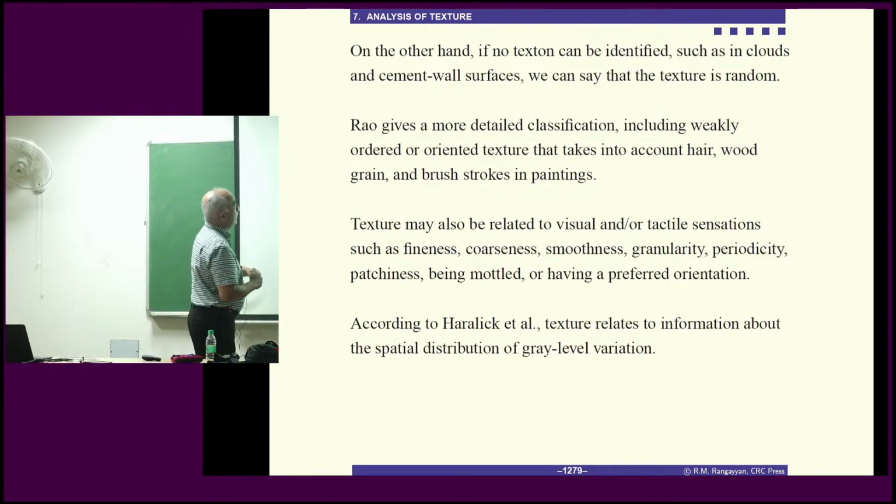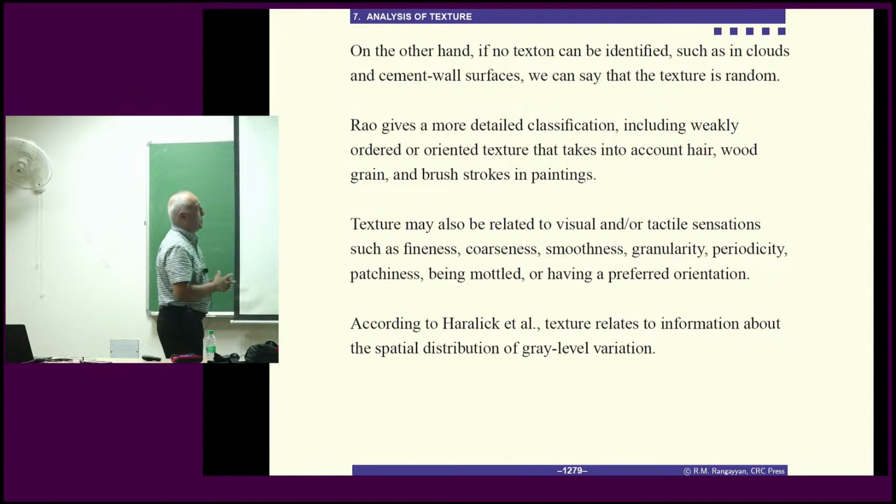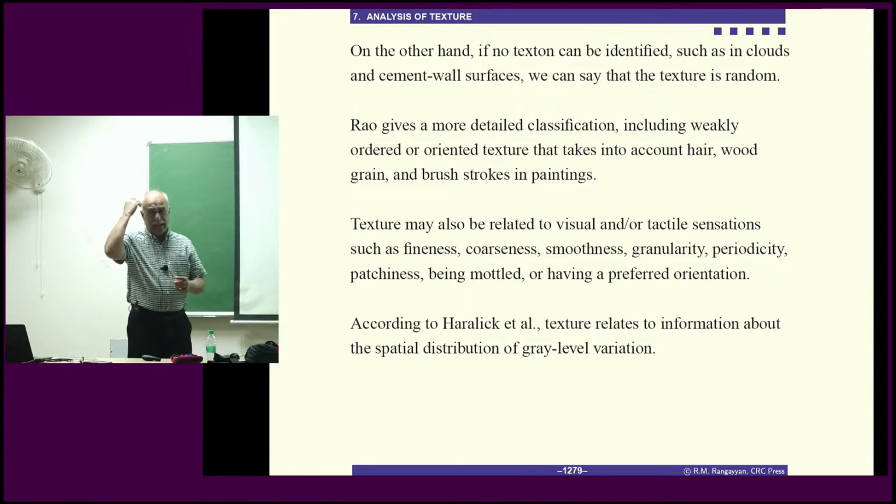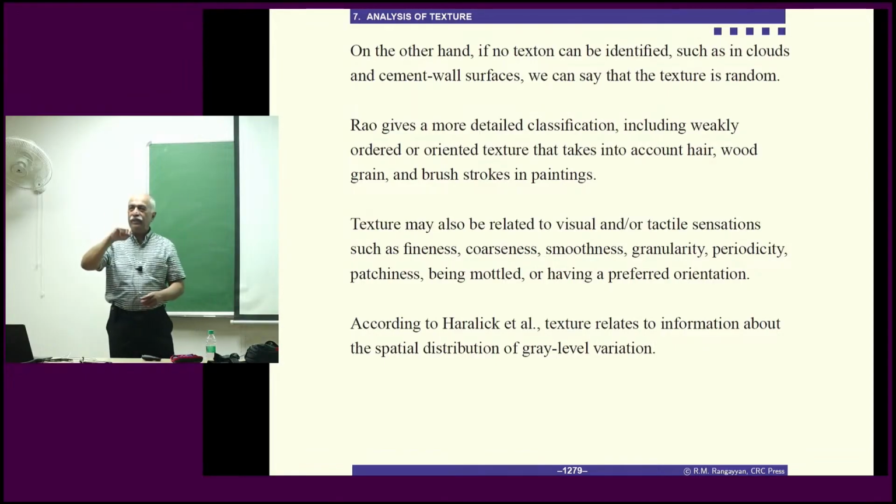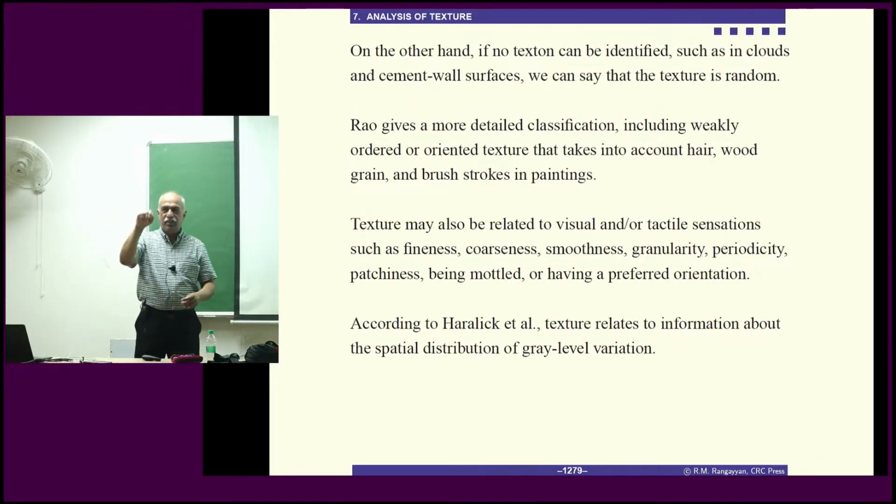And Rao showed, or discussed, these examples. Like here, I don't have much left there, but here is sort of oriented pattern, wood grain, brush strokes in paintings. He said these are all oriented patterns. It's not always like that. There could be different orientations.